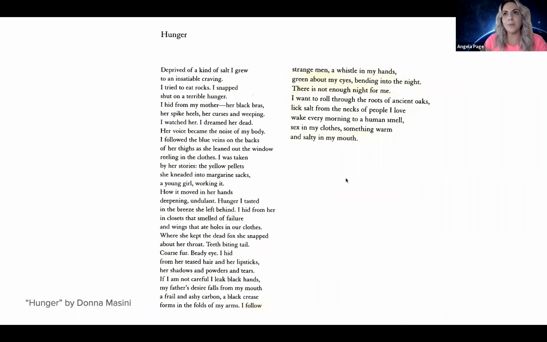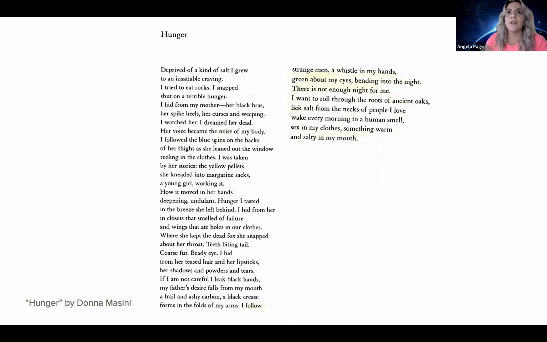A lot of great similes and metaphors here. So let's see where we can find a good simile or metaphor. "I tried to eat rocks," that is a metaphor. She probably didn't actually try to eat rocks. This is likely a metaphor for something else, but I'm not exactly sure what.